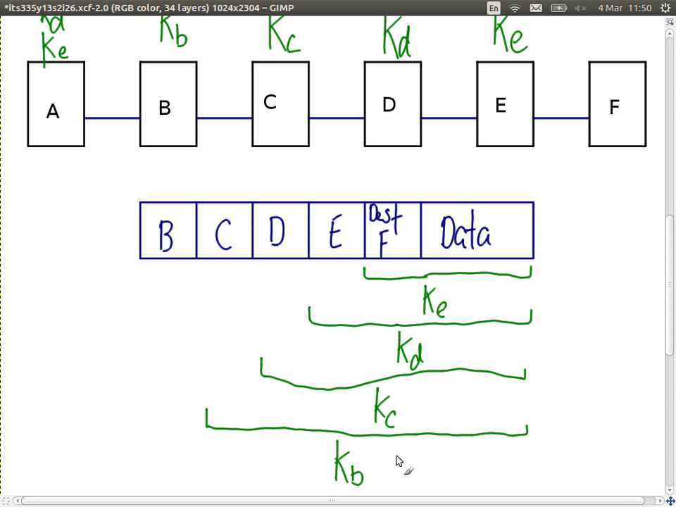What does C know? Who sent it? From C's perspective, B sent the packet. From C's perspective, the destination is D. Does C know anything about A? Yeah. What do they know about A? Do they know A sent this packet?